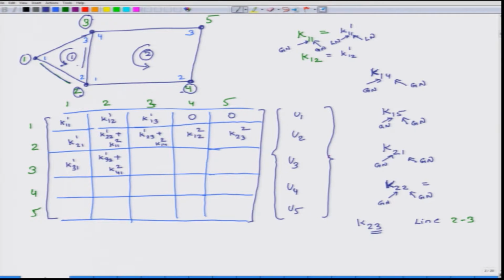Here I am getting contributions from again 2 elements. So here I will get K331 plus K441, sorry, 2, and then K34 is K422, K432 is K35, K41. Node 4 and node 5, they belong to different elements and are not connected at all.